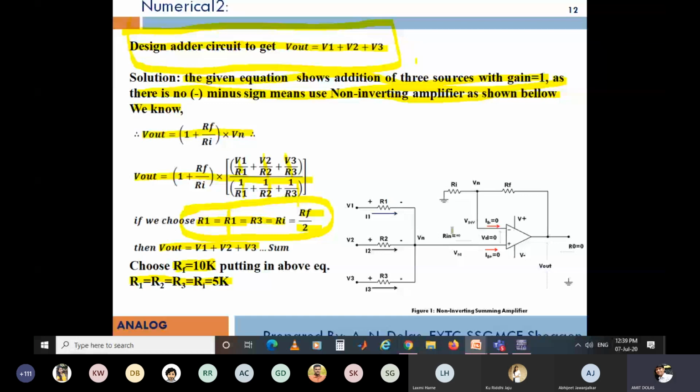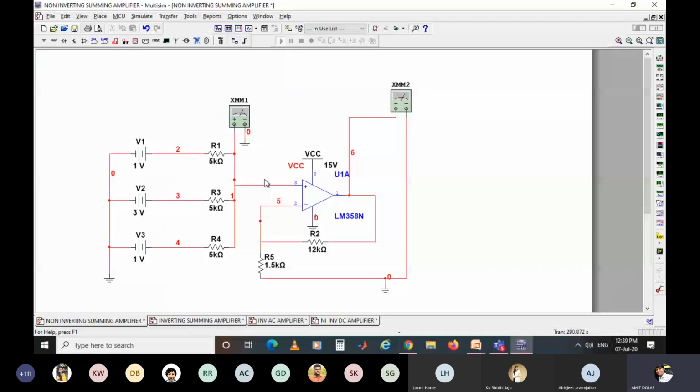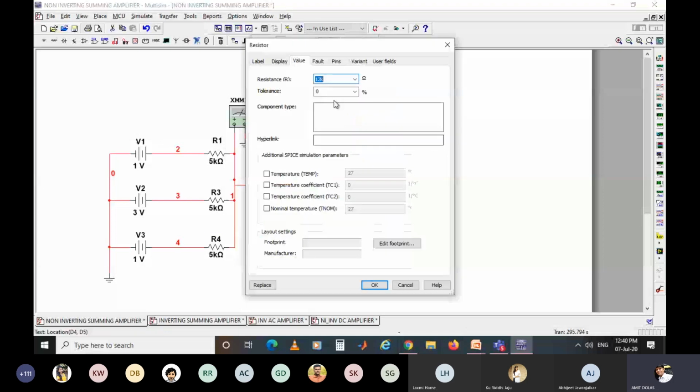So I go back to the simulation software, non-inverting summing amplifier. So this is the non-inverting summing amplifier. What did I use? Yes, I will show one by one. R1 I use 5K as we calculated earlier. R2 and R3, here the notations are changed, don't worry about this. This is R2 and R3, 5K. Then the feedback resistance. I have made changes. How much feedback resistance do we need? Feedback resistance must be 10K.